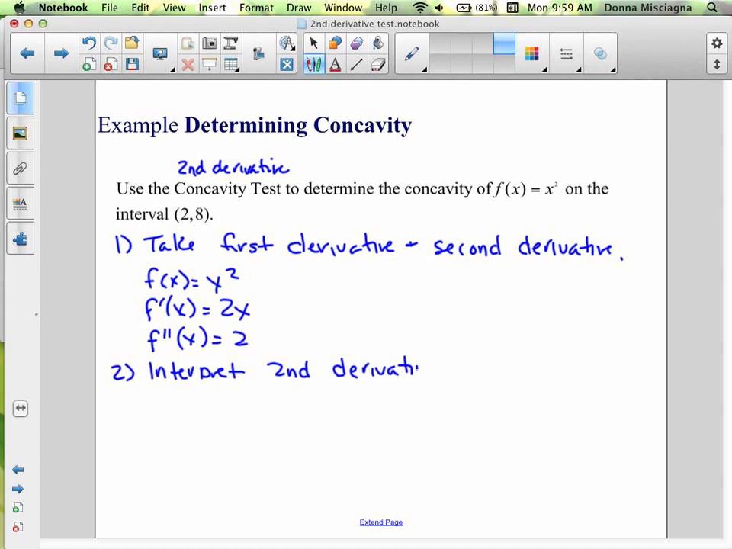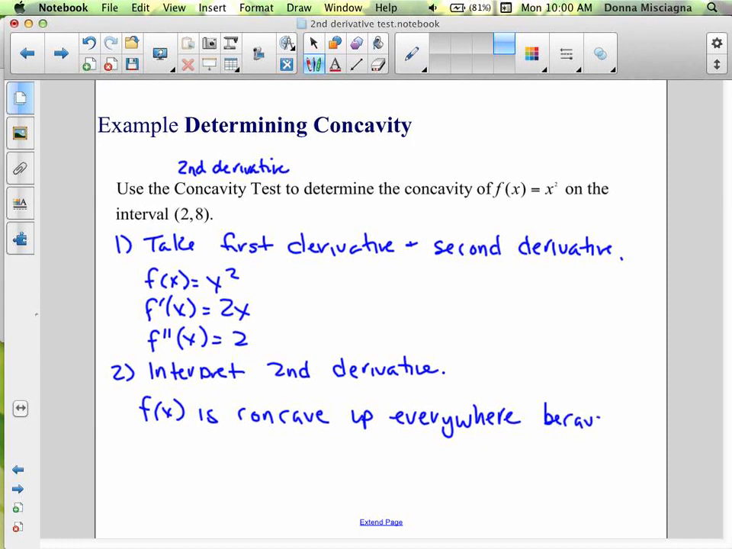And this is one, if you get a constant for your second derivative, you don't need to do a sign chart. You can interpret it from the constant because since it's positive, f of x is concave up everywhere. And think what the graph of y equals x squared looks like. You know that that's concave up. So that means including on the interval 2 to 8.